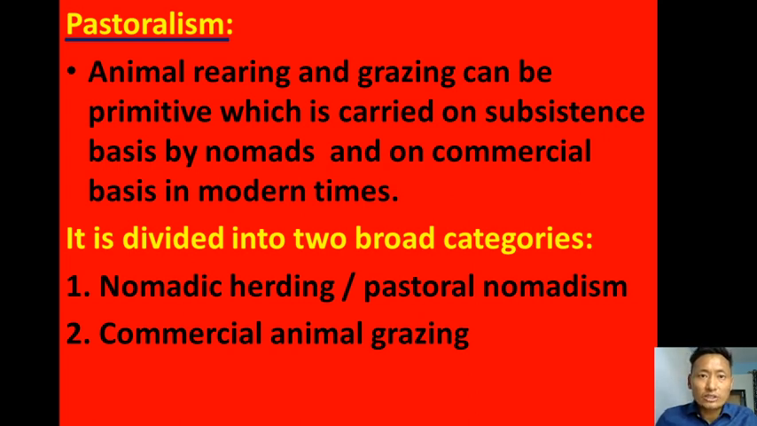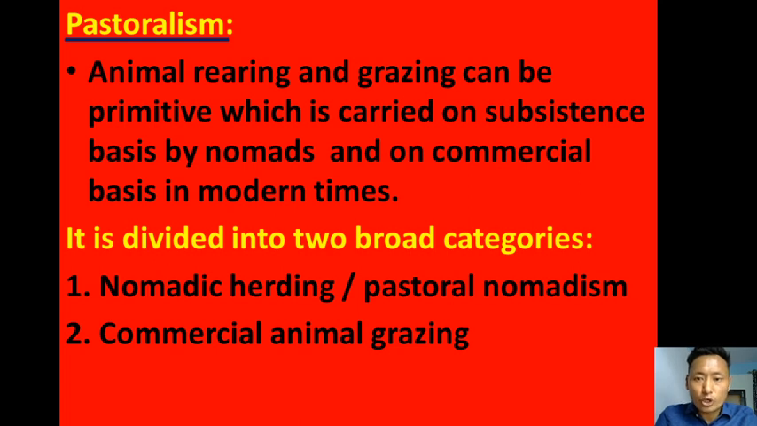There are different methods of rearing and grazing of animals. Animal rearing and grazing can be primitive, carried on a subsistence basis by nomads, the nomadic peoples of the world. Another type of pastoralism is on a commercial basis in modern times. So these are the two types of pastoralism that we are going to learn in this class.